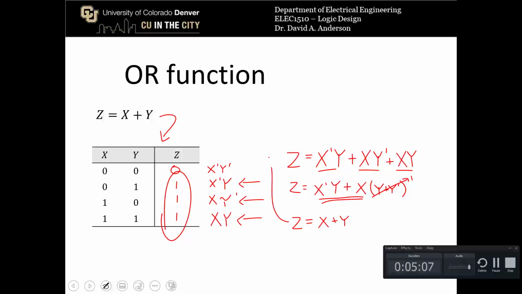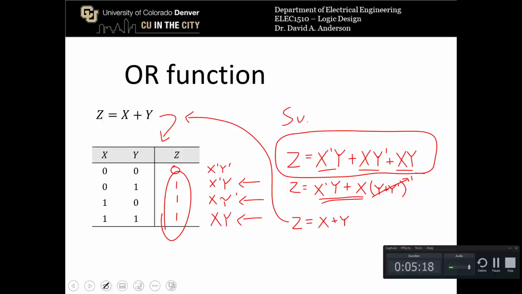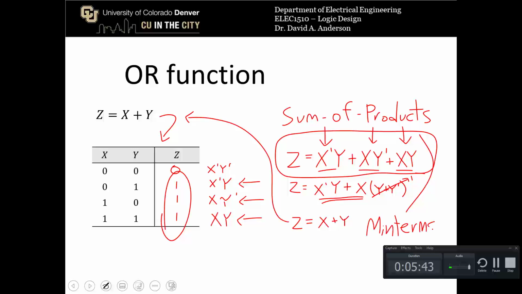Okay, so then we've simplified it back into this form, but the expanded form looked like this. And this is what we would call the sum of products form, which is not usually the most efficient form for representing your function. Usually it can be simplified from the sum of products form. And then each one of these terms, x prime y, xy prime, and xy, are what we would call minterms, because minterms are associated with a single row in the truth table.